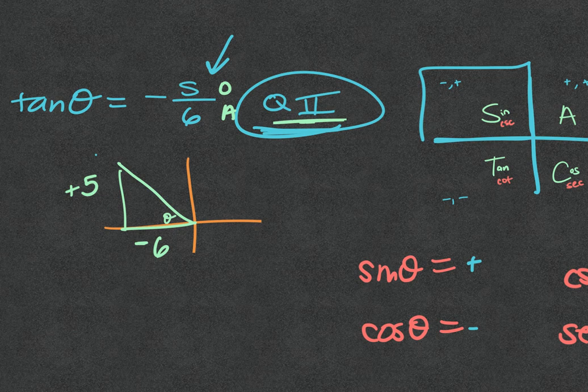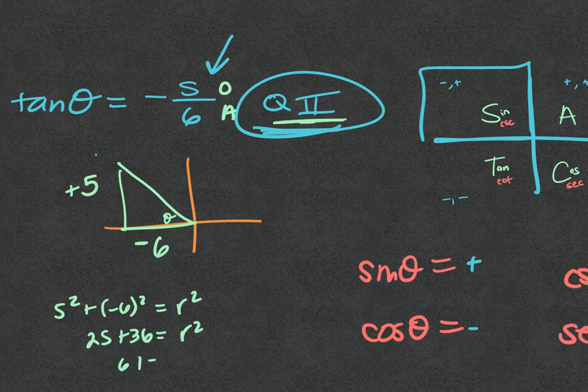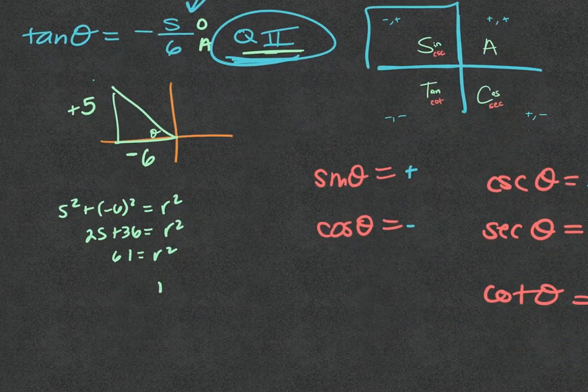And I would use the Pythagorean theorem to find the hypotenuse. 5 squared plus negative 6 squared equals r squared. 25 plus 36, and r is the square root of 61. And that is always positive. Hypotenuse is always positive. Don't we also know that, because it's tangent, it's y over x? Mm-hmm. So we could just say y is the opposite, and x is the adjacent.